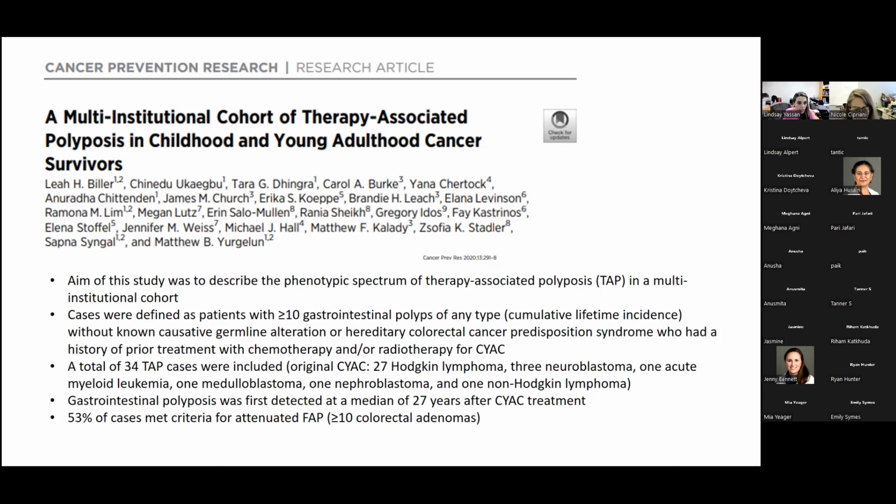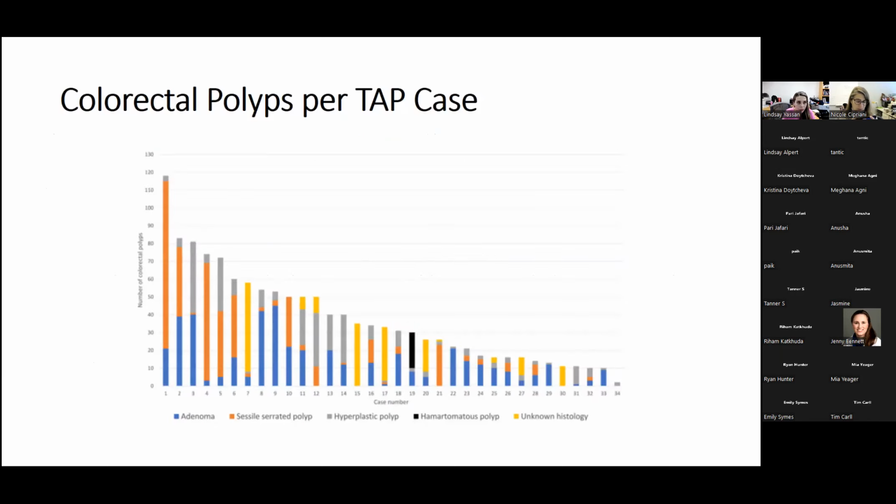There were a variety of childhood-associated cancers in these patients, and overall GI tract polyposis was detected at a median average of 27 years after their treatment. And many of these patients fit the criteria for other polyposis diagnoses. For instance, 53% actually met the criteria for attenuated FAP.